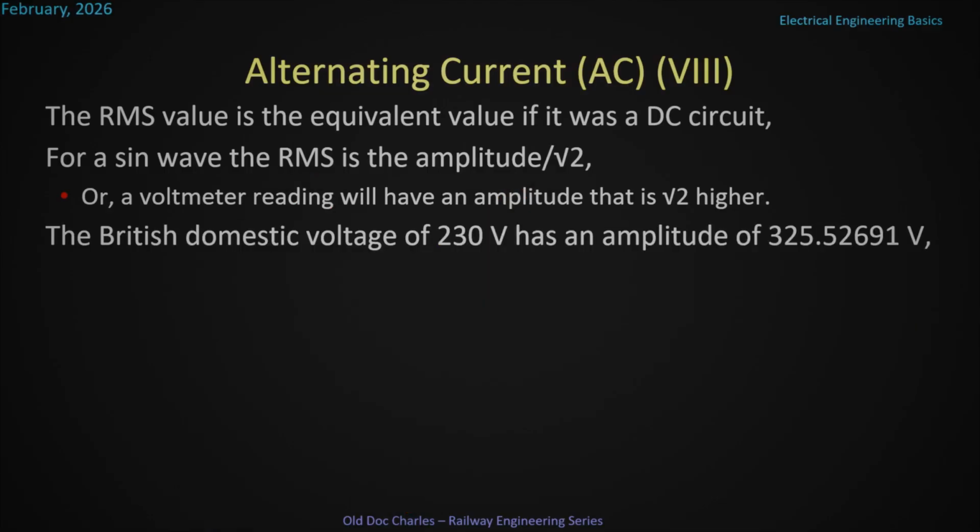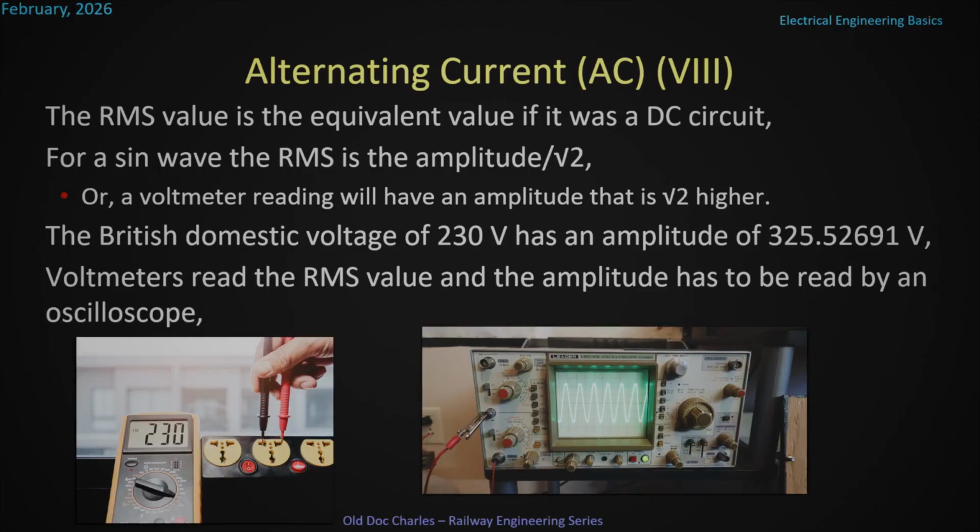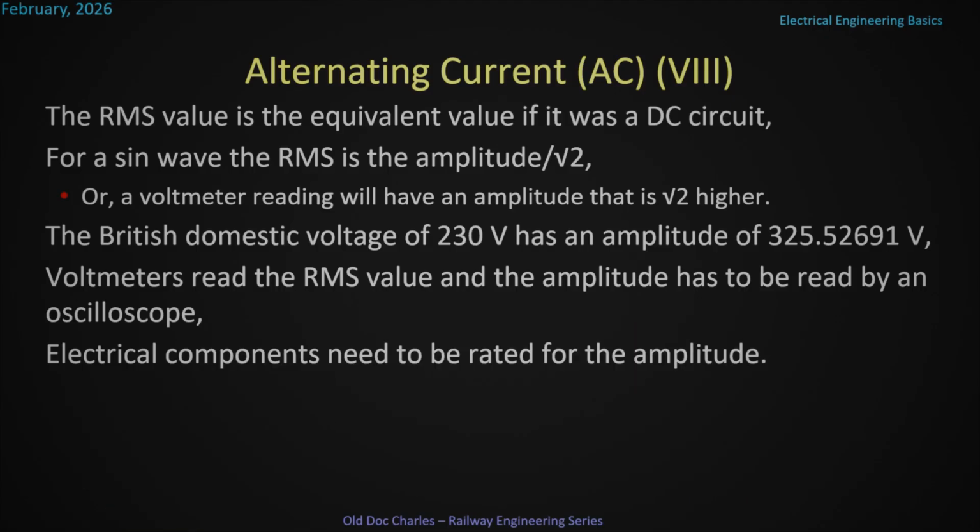So the British domestic voltage of 230 volts actually has an amplitude of 325.52691 volts. Like I said, voltmeters read the RMS value, and the amplitude has to be read by an oscilloscope. If you're buying electrical components, you need to make sure that they are rated for the amplitude, because it's higher than the voltage that the voltmeter will give you.